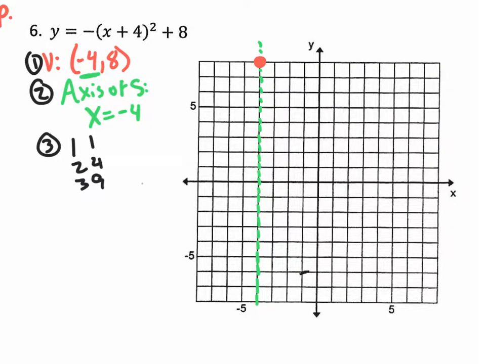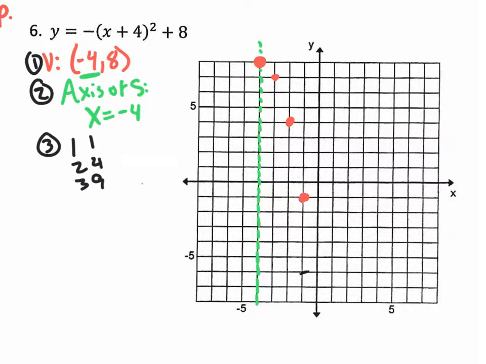Okay, and from that vertex, we know that the a value is negative, so I'm not going to be going 1 over 1 up. It's actually 1 over 1 down. And we put a dot right there. And go back to the vertex, go 2 over 4 down, 1, 2, 3, 4. Put a dot right there. And go back to the vertex and go 3 over and 9 down. So we have 8, 9 would be right here.